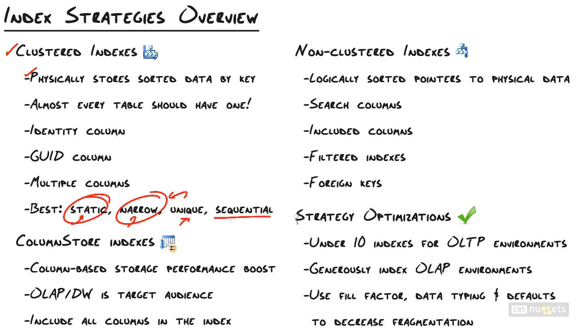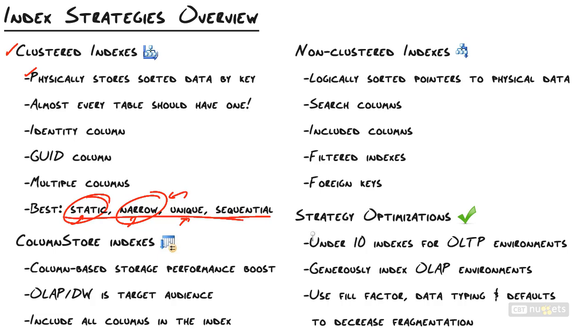And finally, we want a sequential key, one that is ever increasing. This will guarantee that when that new data comes in, it's going to be placed in order at the end of the index. If it's not sequential, SQL Server is going to have a lot of shifting to do, which is going to create fragmentation and is going to create some problems. So a sequential key is going to be ideal. So these are the 4 characteristics of an amazing clustered index key.